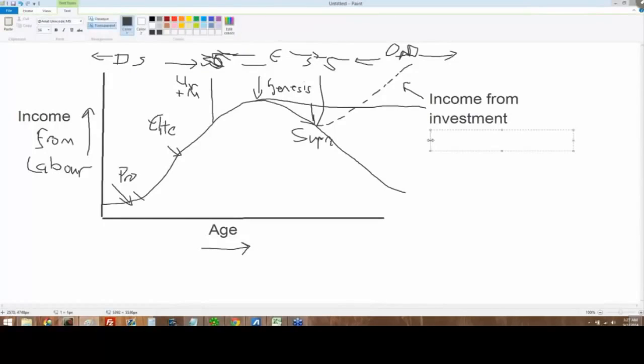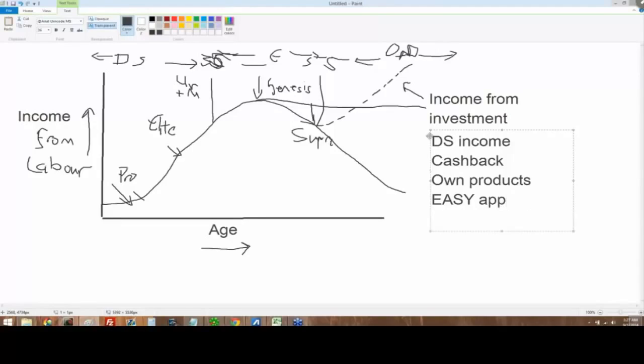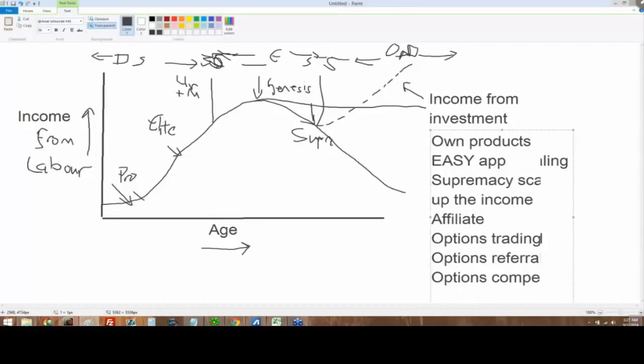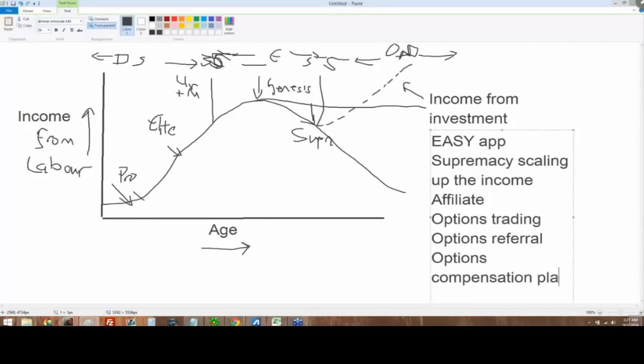Once you get to this stage, what you have going for you is your dropshipping income, okay, DS income, which is from sales on eBay primarily. You have your cashback kicking in, which is basically incentive for having sold other people's products. Then you have your own products that you're sourcing. You have your Genesis Easy products, which are easy money from Genesis app, okay? Then you have your Supremacy, basically scaling up your income. Then you have your affiliate income in DS Domination. Then you have your options trading income. You have your options referral income if you try to recruit, and then you have your options compensation plan income, which you're going to make even if you don't recruit anybody.